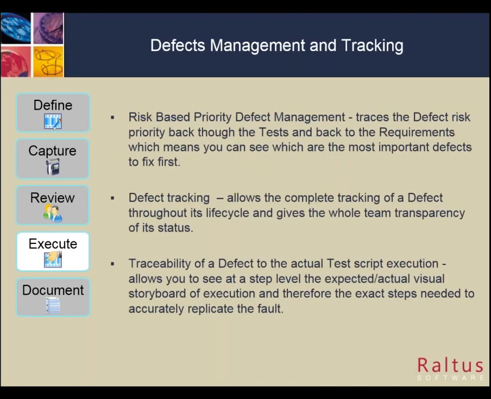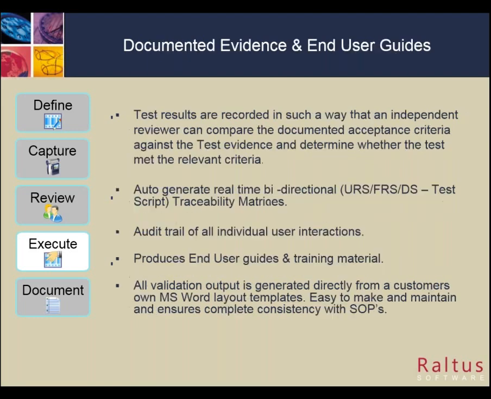And then, as I said, on risk, we have a defect management and tracking facility as well, which allows you to go through and track your defects. So that's your execution, and when it comes out, as you'll see when I do this, you have documented evidence that shows exactly what has happened, so you can see what the execution was and why they were able to pass or fail it. We also output your traceability matrices, audit trail, user guides, and all that documentation, which can be customized to come from your own templates.